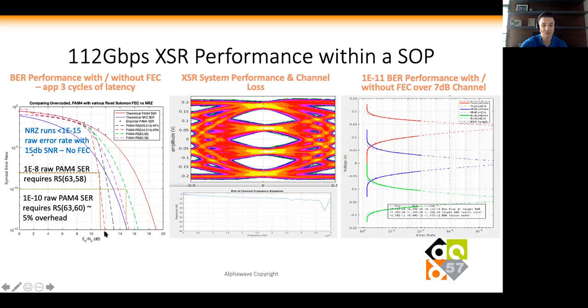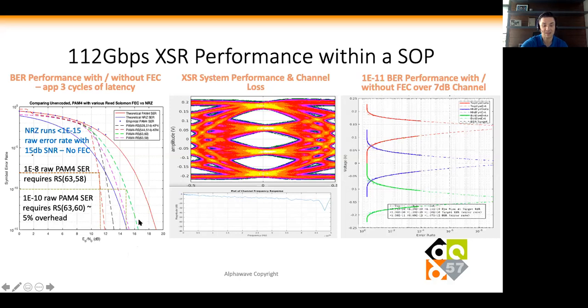And these black and red curves show what an Ethernet-like forward error correction can do. And so at 1e-10 SNRs, Ethernet-like error correction would create resulting bit error rates below 1e-20, which is overkill.